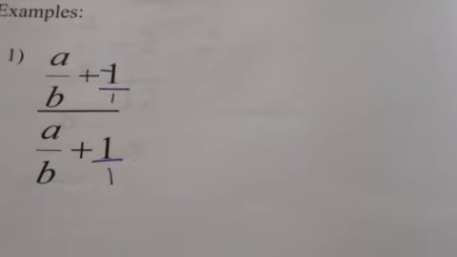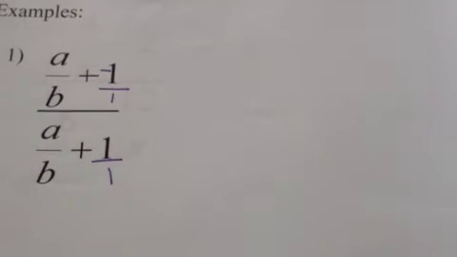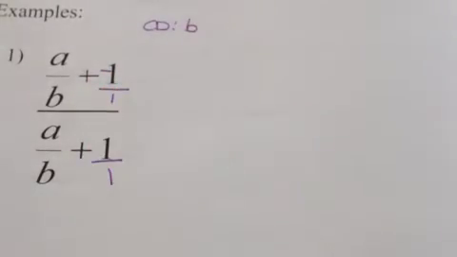So we have 4 fractions here: 1, 2, 3, 4. And we need to have a common denominator for all 4. All of them, we only have b and we have 1. So this should be a very simple one. b is our common denominator. I like to write it up here just so that we know.